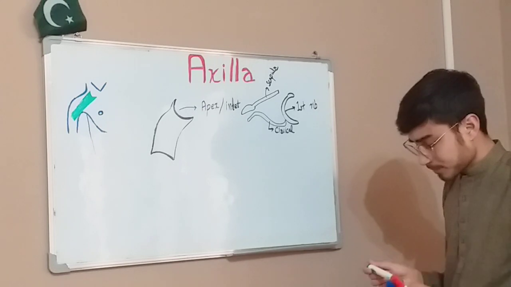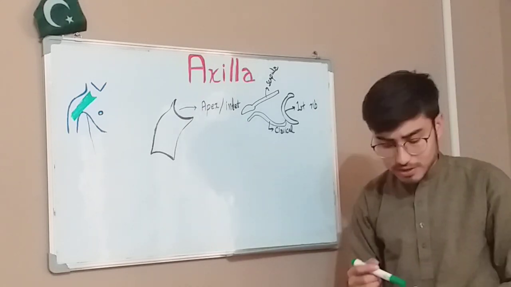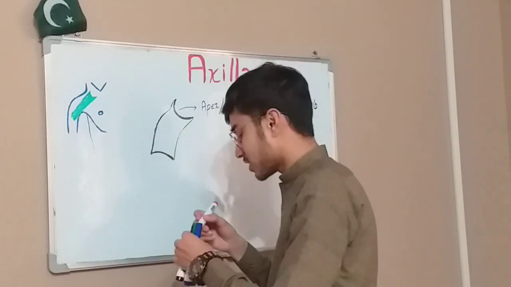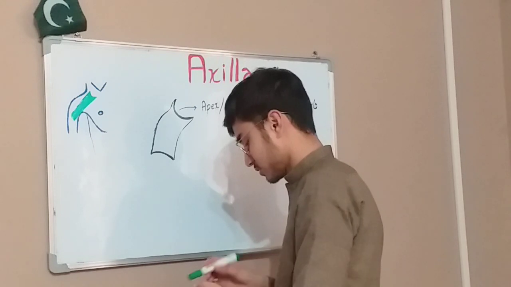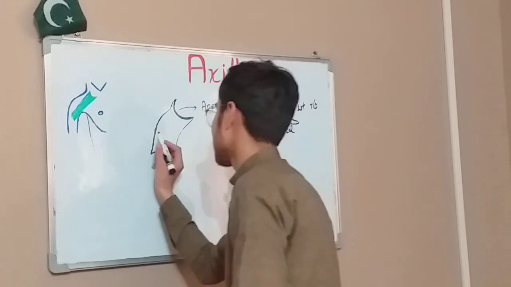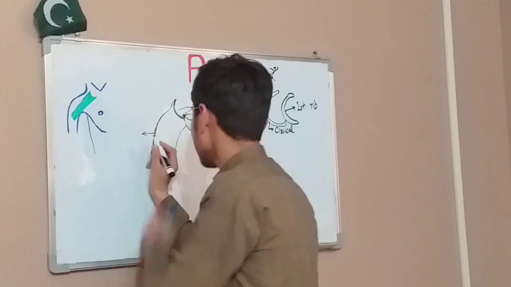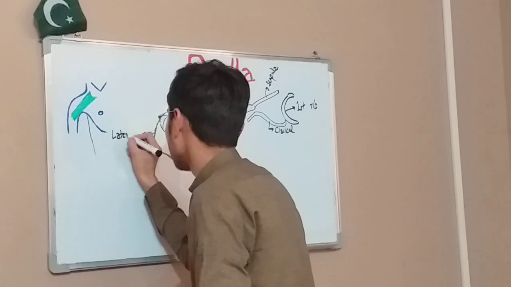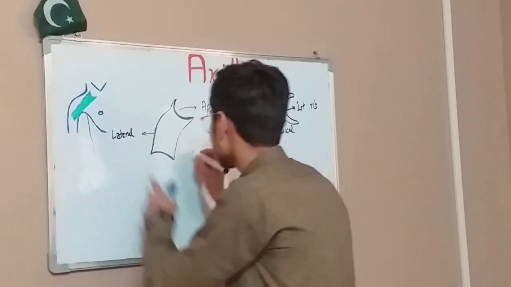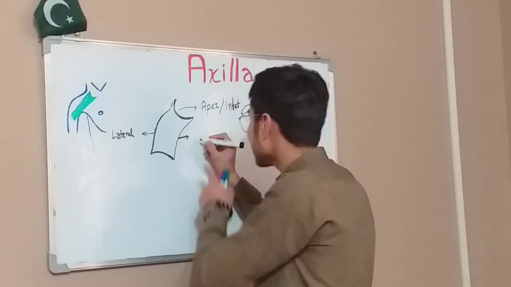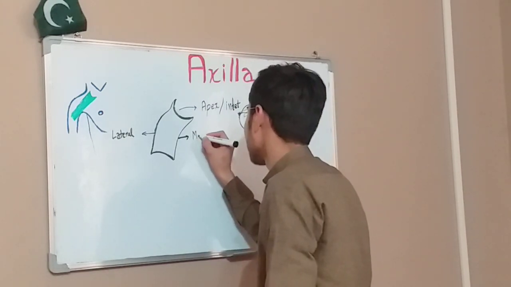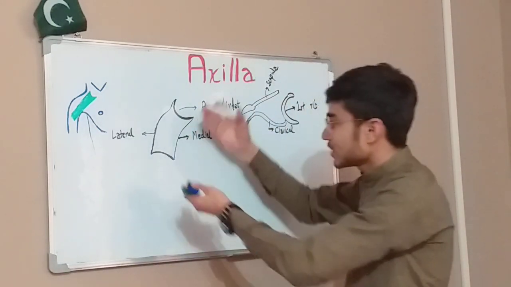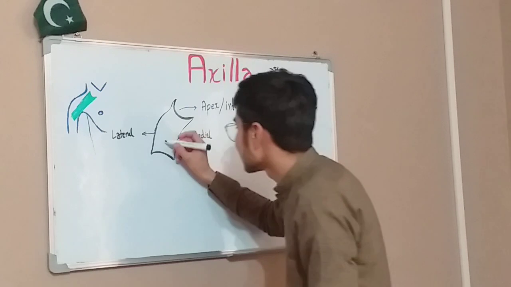Now we have four borders, right? How many borders do we have? We have four borders of the axilla, right? So this border, or we would say this surface actually, is the lateral surface. Then we have the medial surface of the axilla. And we have the anterior surface of the axilla.